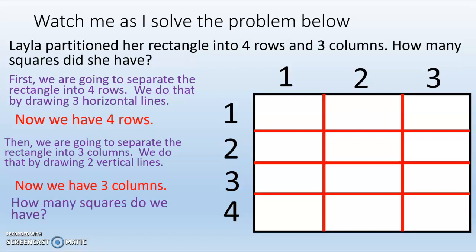So how many squares do we have? Well, we have 3 in this row. We have 3 in this row. We have 3 in this row. And we have 3 in this row. So we have a total of 12 squares in this rectangle with an array of 4 rows and 3 columns.